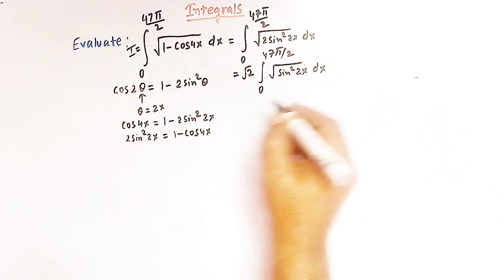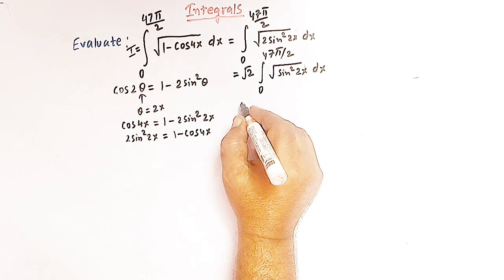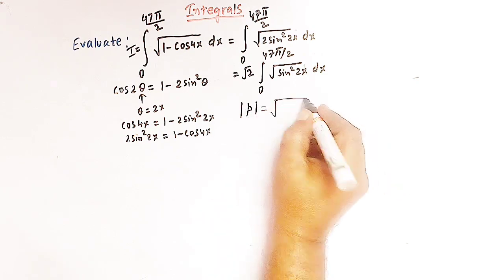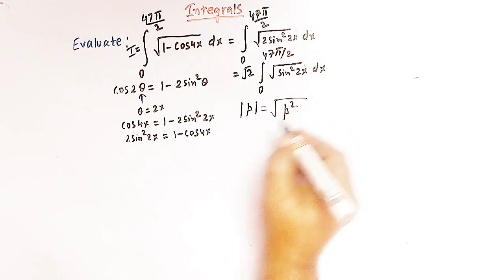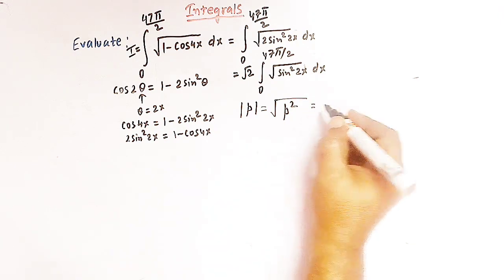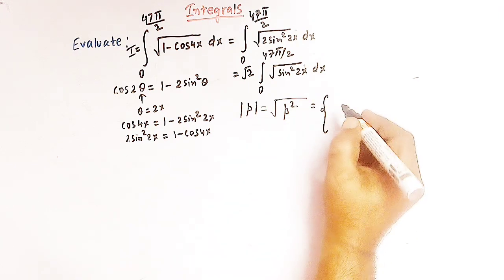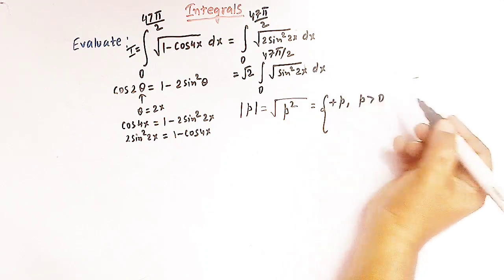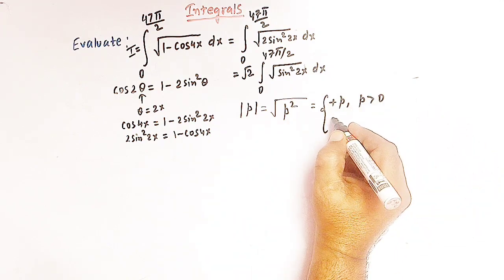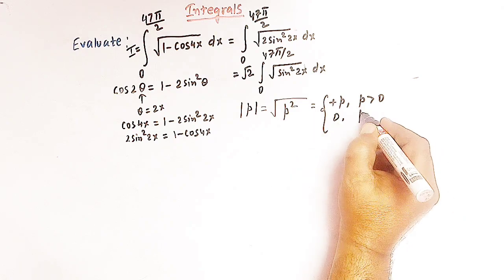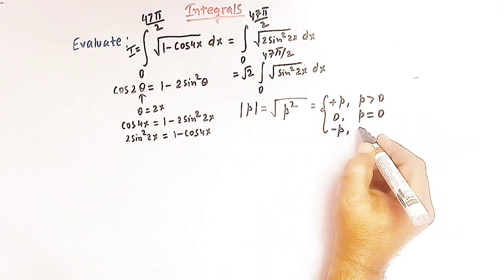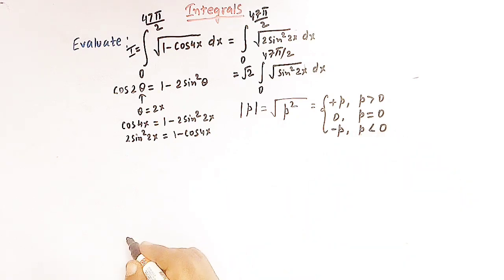Now see, the absolute value function is defined like this: mod of p is equal to square root of p square, right? And further we write mod of p is equal to p whenever p is greater than 0, mod of p is equal to 0 whenever p is equal to 0, and mod of p is equal to negative p when p is less than 0, right?